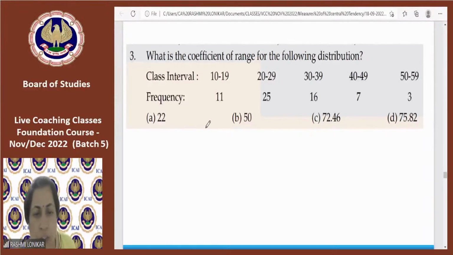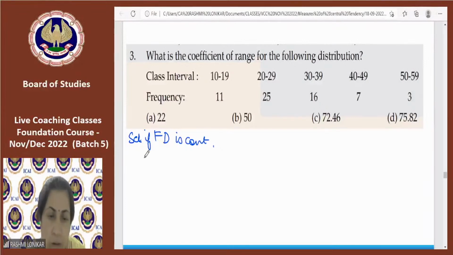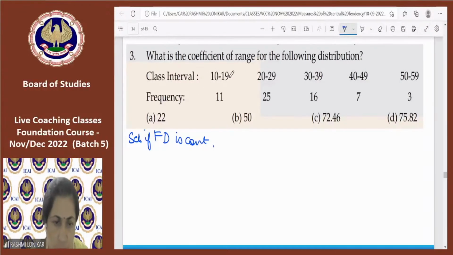What will be the coefficient of range? So first we must find the range. To find the range, see if the frequency distribution is continuous. That should be your first step. So is it continuous? This is 19, this is 20. So obviously this is not continuous. So I will make this continuous. 20 minus 19 is 1. 1 divided by 2 is half. So this will be 9.5 to 19.5.